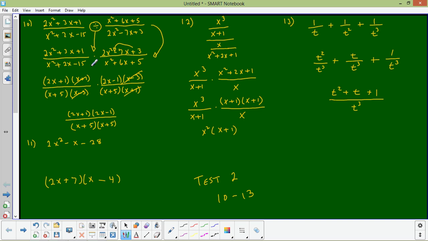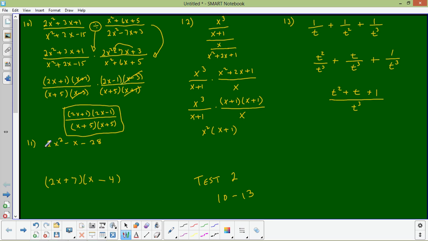What we were checking for was to make sure nobody was going to cancel numerator to numerator, because that would not be legitimate. And so the final answer probably stays in the form of 2x plus 1 times 2x minus 1 over x plus 5 times x plus 5. All right? So that's number 10.